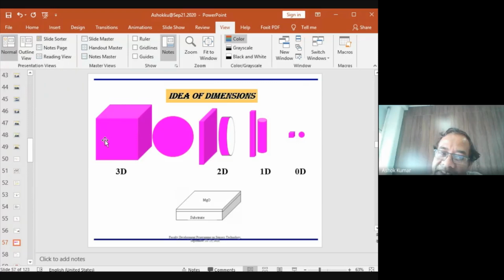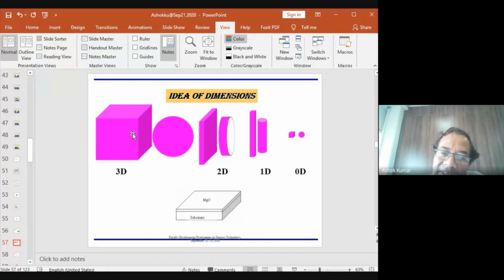Consider this 3D room, and consider every individual sitting in the room to be like an electron. How many directions can you move? You can move in all directions, X, Y, and Z, in this room. So the electron can move in all the directions. That means mobility is in all directions.